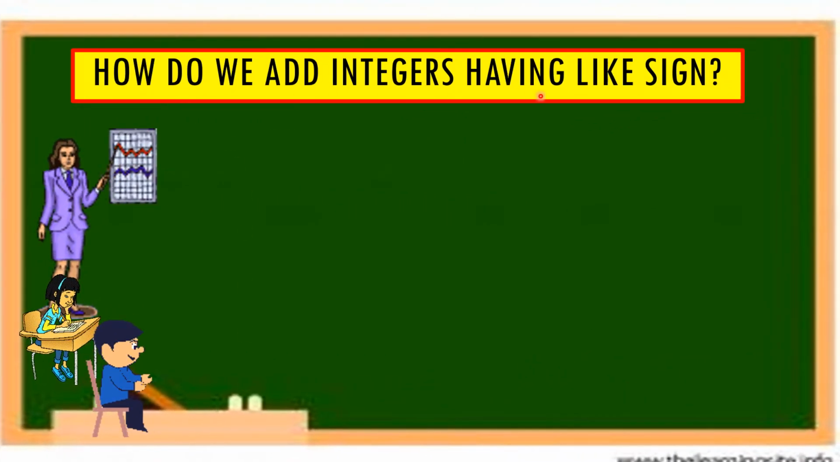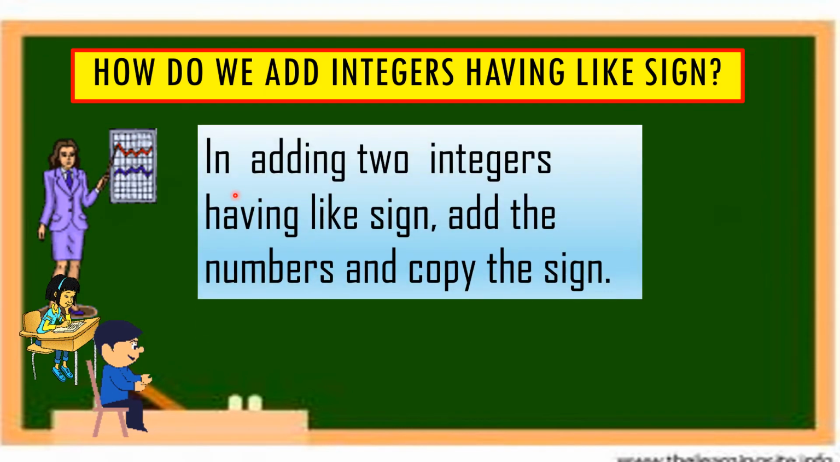So how do we add integers having like sign? What have you noticed in our previous examples? So in adding two integers having like sign, just add the numbers and copy the sign.